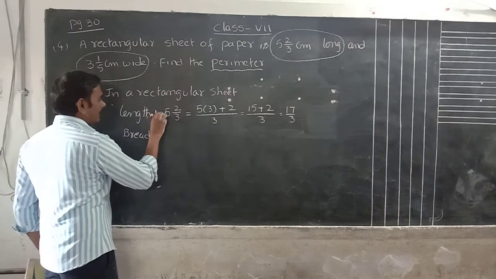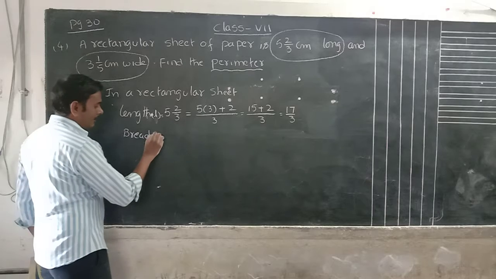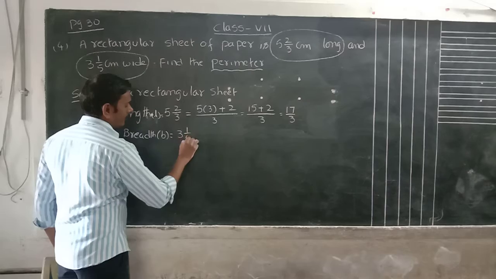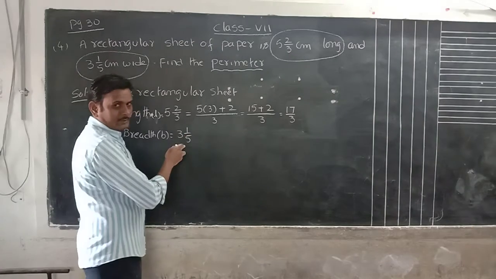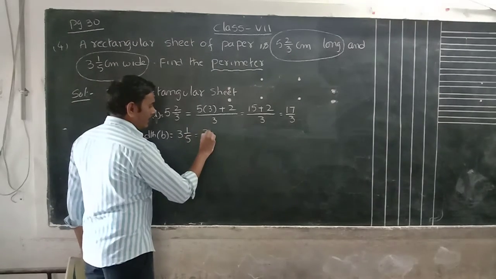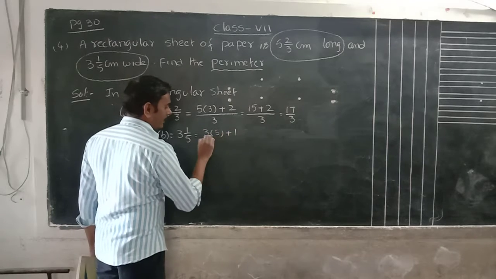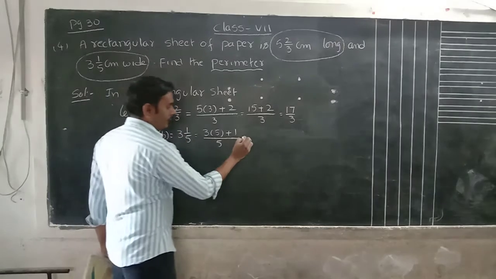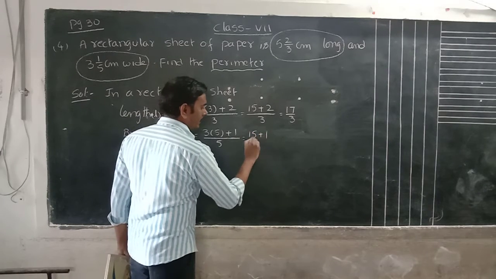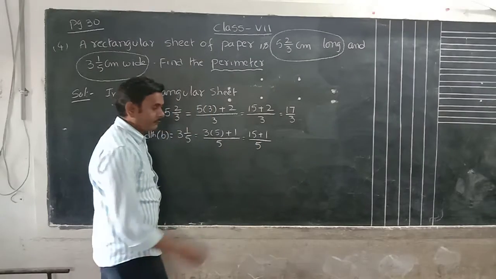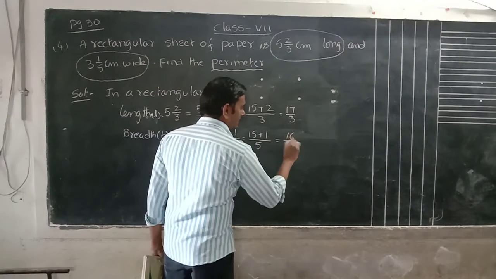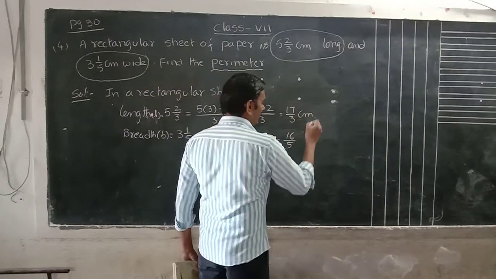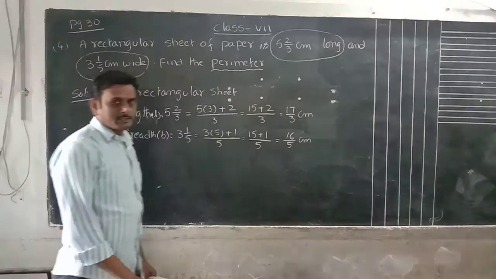Length is denoted with L. Breadth is denoted with B. Breadth equals 3 1/5. This one is also a mixed fraction, so convert it into an improper fraction. 3 times 5 is 15, 15 plus 1 is 16, so 16/5. Length is 17/3 centimeters. Breadth is 16/5 centimeters.